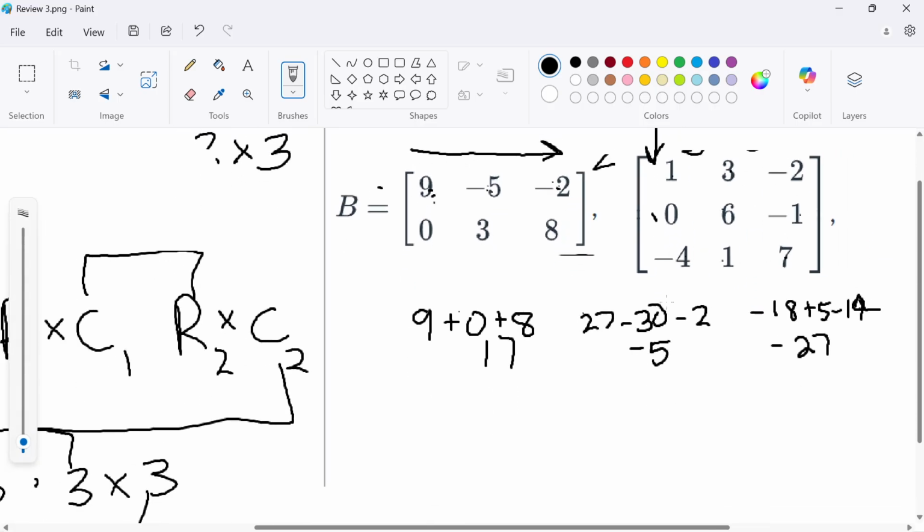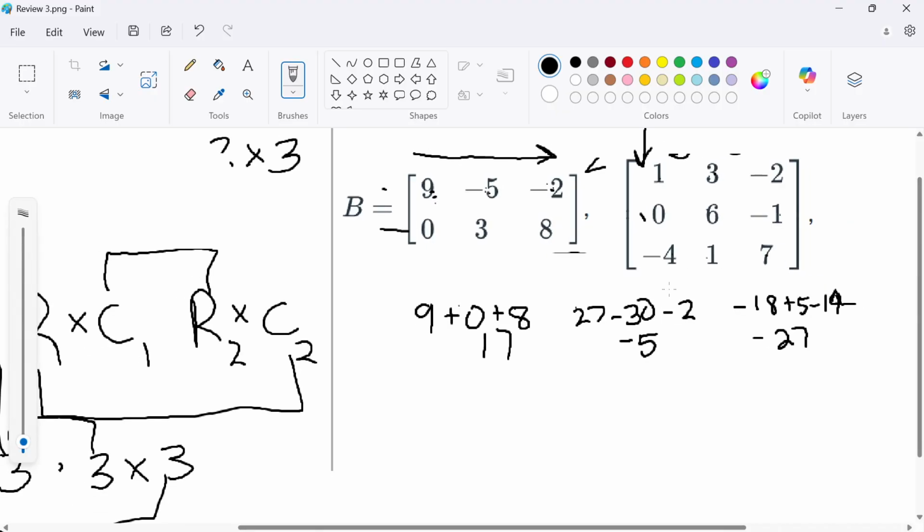All right, so now I'm going to get the second row, which I'm going to take the second row of this, multiply by the first column. That's going to be in this position, the first column of the second row. 0 times 1 is 0. 3 times 0 is 0. 8 times negative 4 is negative 32. So that number is going to be negative 32.